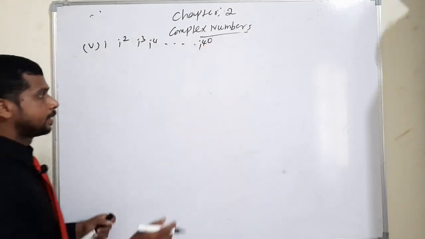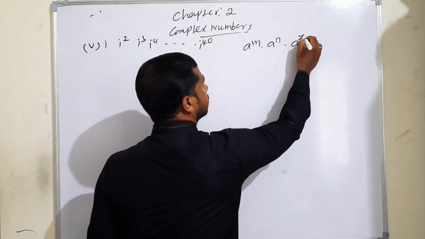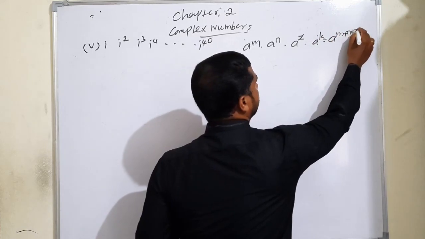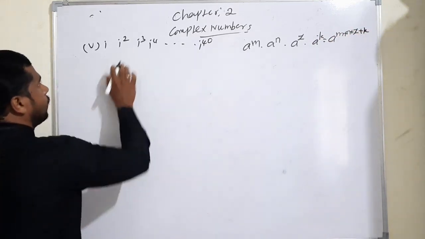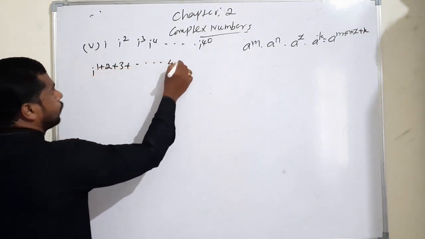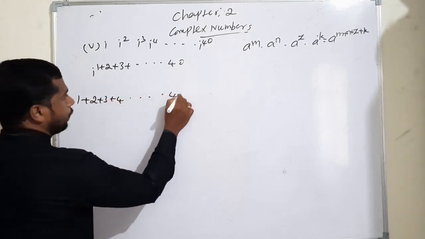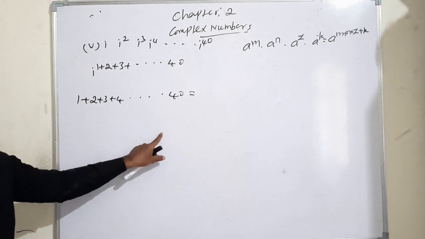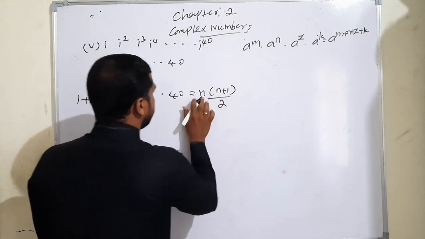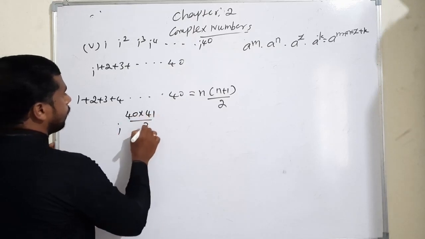So already we know the basic law of indices. a to the power m into a to the power n into a to the power z into a to the power k means what is the value? a to the power m plus n plus z plus k. How to convert this line? i to the power 1 plus 2 plus 3 plus dot dot dot up to 40. So 1 plus 2 plus 3 plus 4 dot dot dot 40, what is the formula? The algebraic formula, I think 8th standard formula, the basic n into n plus 1 by 2. n is considered 40, so i to the power 40 into 41 by 2, isn't it?